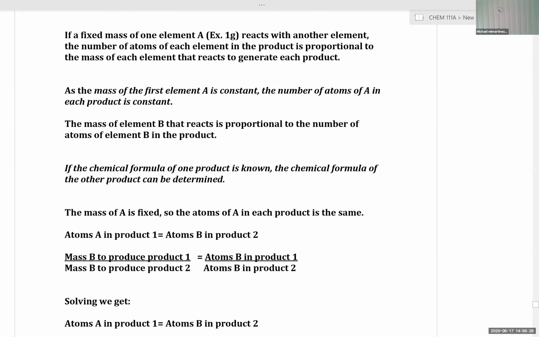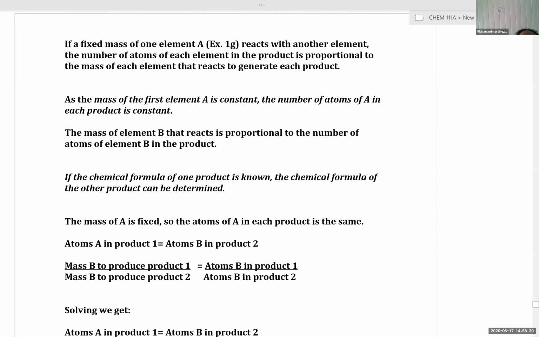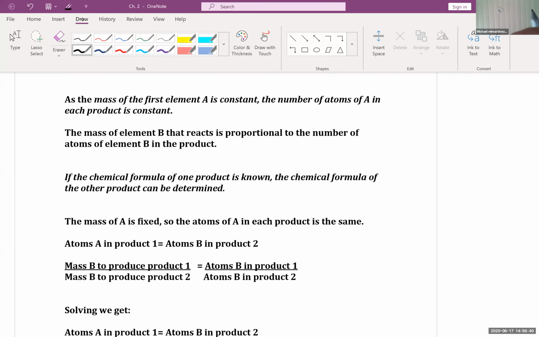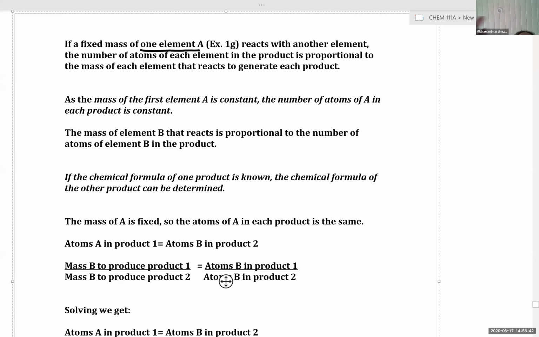So let's unpack this step by step. Let's suppose we have a fixed element of 1 element, and it's reacting with another element that we will call B in this case. The atoms of each element in the product depends on the mass of each element that reacts.